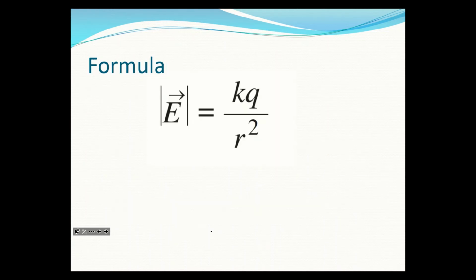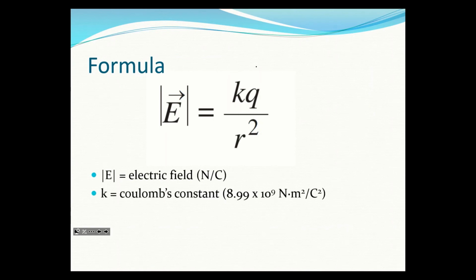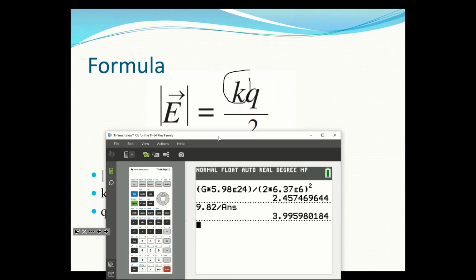So this is our formula. It looks super similar. We have our electric field. We have a constant. So instead of G, we have K, which is Coulomb's constant, and has this value. So we can store that Coulomb's constant in our calculator.